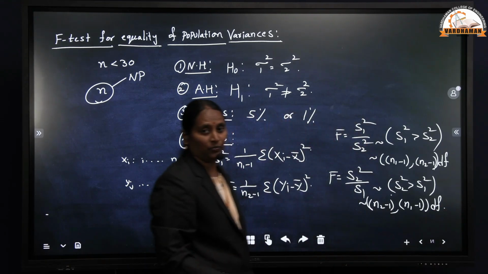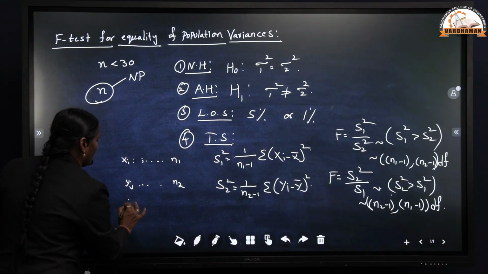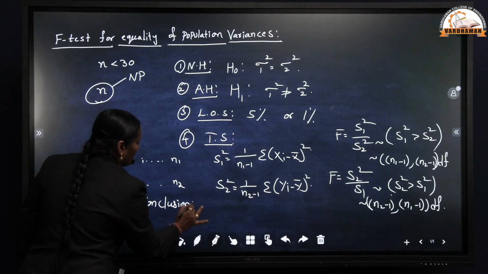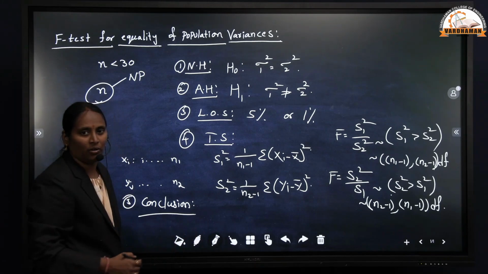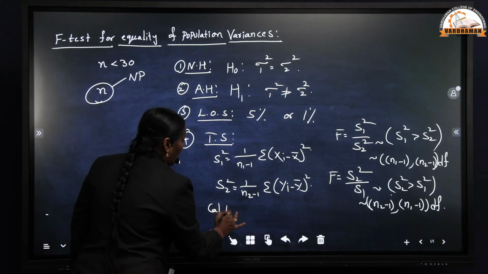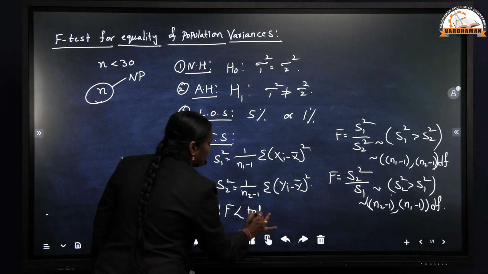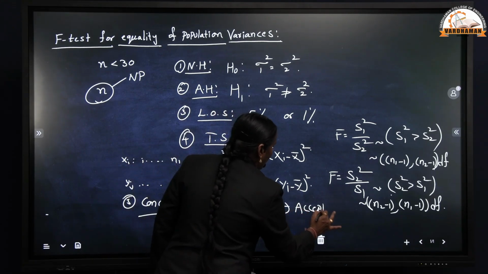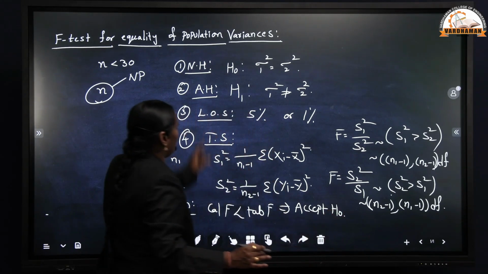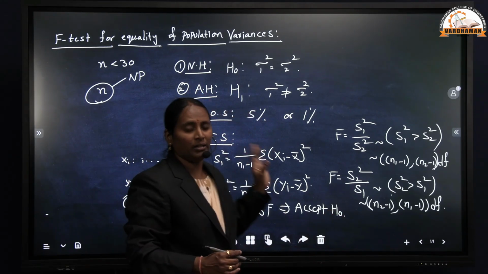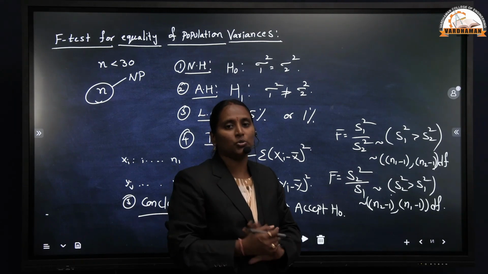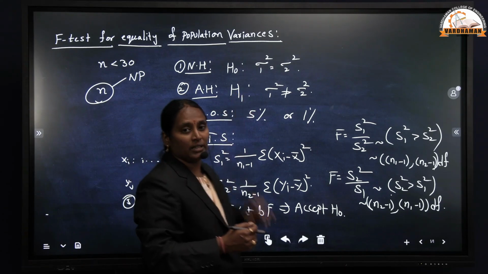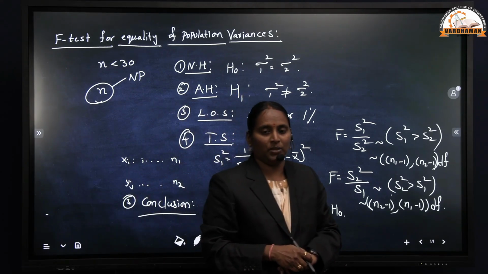Now the fifth step is the conclusion. Based upon the calculated value of F, if the calculated value of F is less than the tabulated value of F, we have to accept our H naught. Accepting H naught means we assume that there is no significant difference between the two population variances.